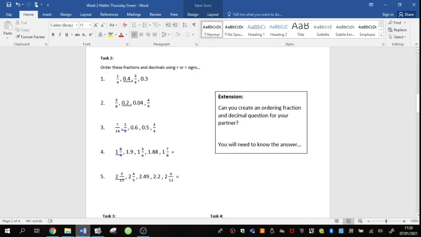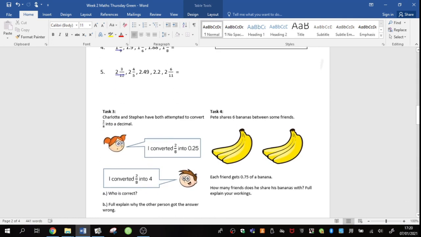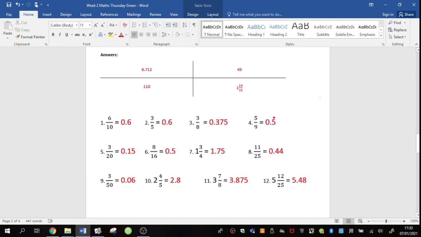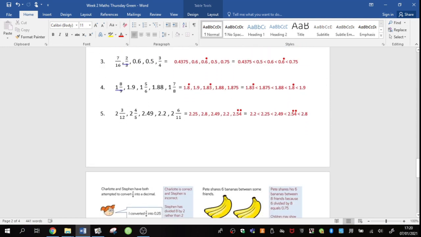So, task 2. You have 5 questions there. I'd like you to do at least 3 of them. There is an extension if you have time as well. So I want you to order the fractions and decimals using the greater than and less than signs. Once you've done that, tasks 3 and 4 are some mastery tasks testing how much you've learned in this lesson. Again, answers to everything are underneath.